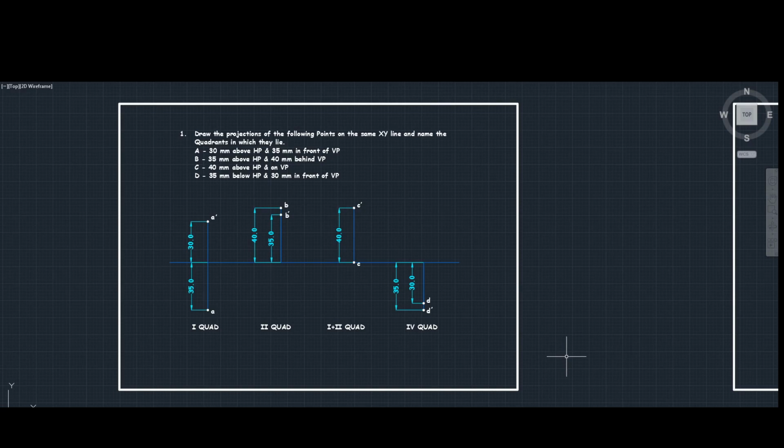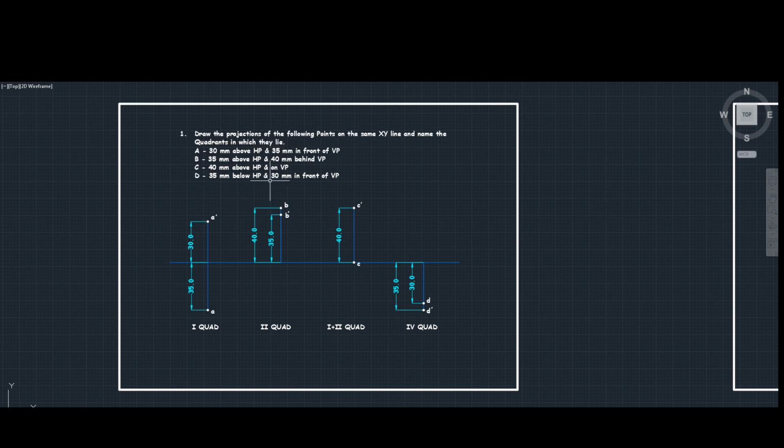This is your first assignment on projection of points. There are 8 problems in projection of points which you have to solve on 8 A4 size sheets. Now for some instructions. This is the first problem which I have already solved.